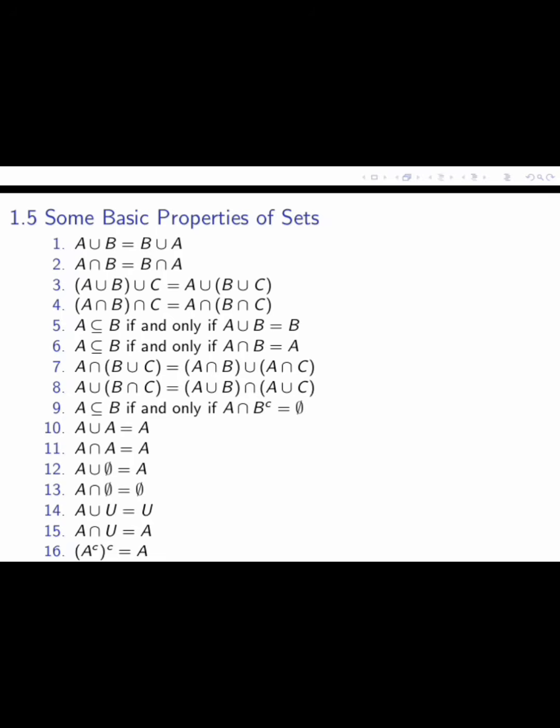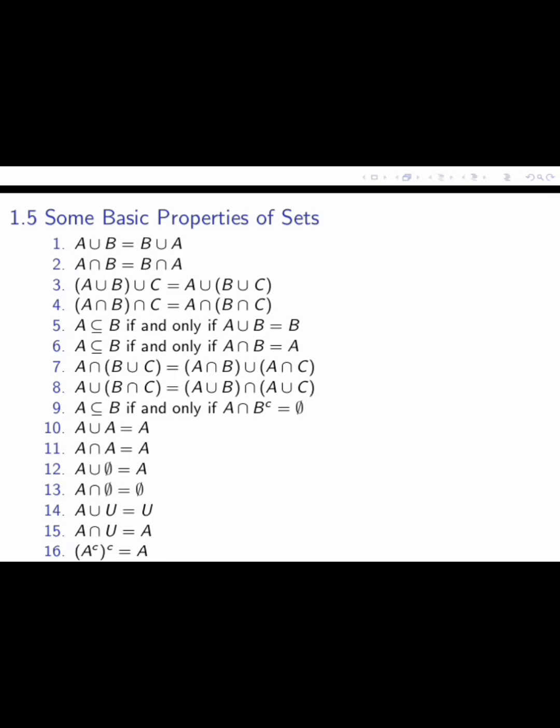Are you getting me? So the remaining ones that we have, 9 to 18, they are very important properties. Number 9 is A is a subset of B if and only if A intersection B complement is empty. Number 10 is A union A is equal to A. If you take union of yourself, it is still yourself. If you take intersection of yourself, you still get yourself.